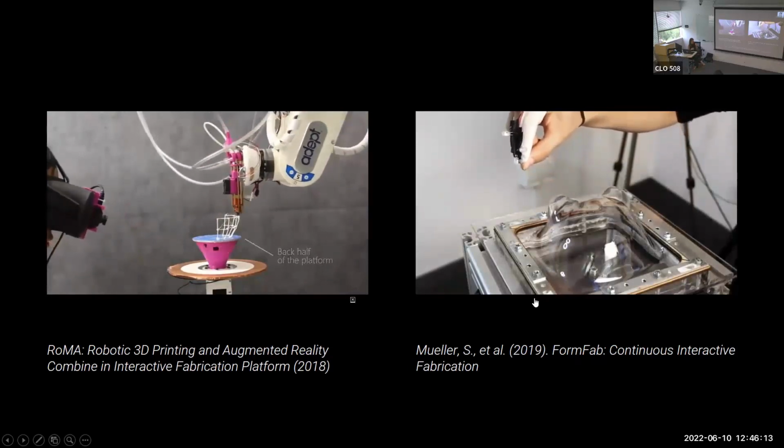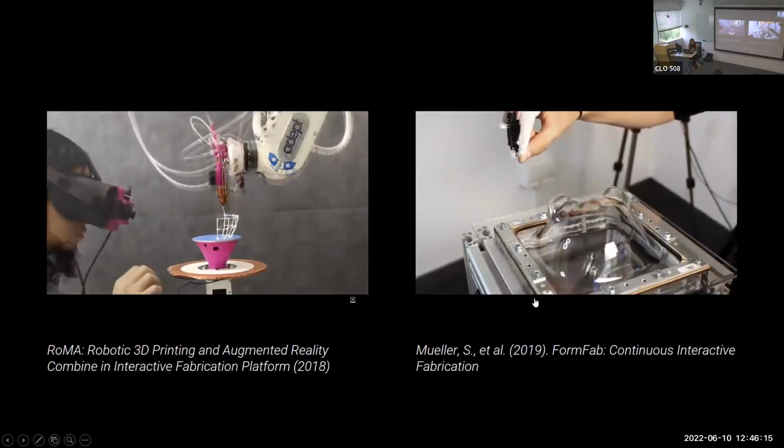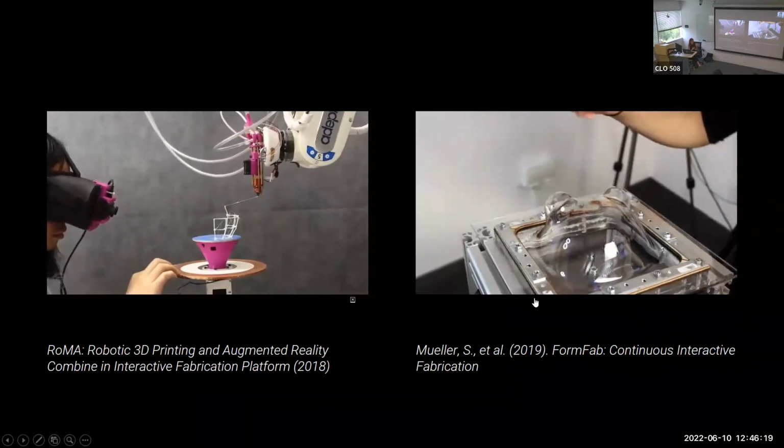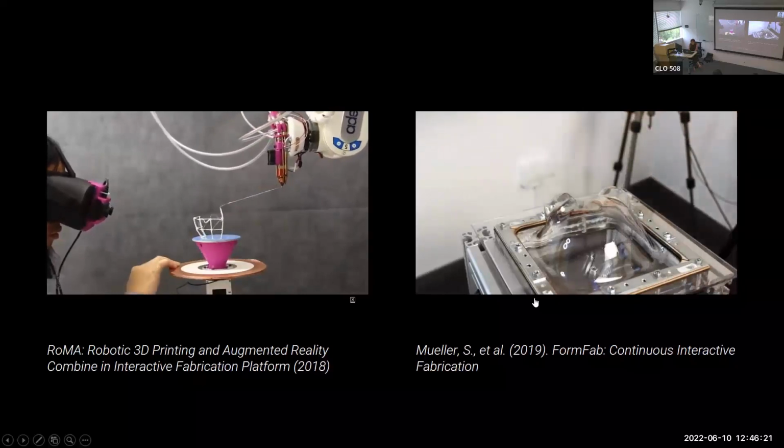So what's important in both examples is that designer and robot share the same working environment, both in designing and fabrication.